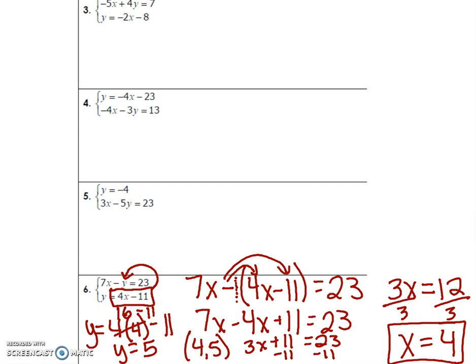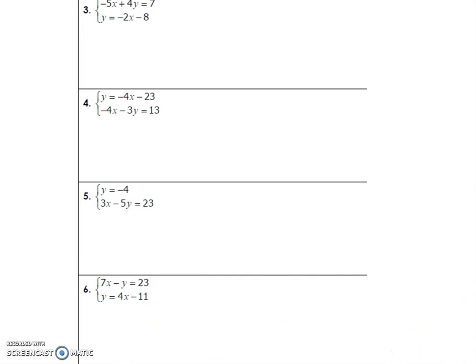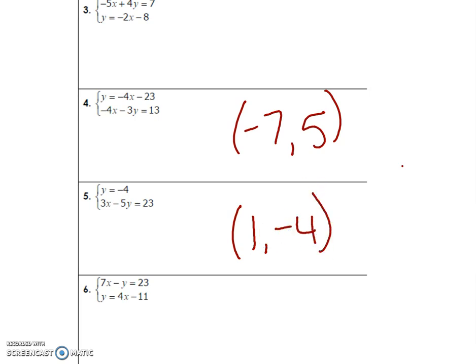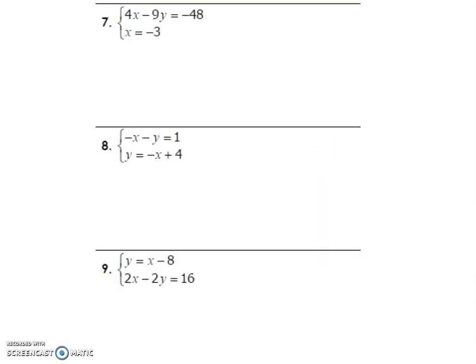Okay, so hopefully you've done some questions on your own. Let me give you the answers for 4. So number 4 should have been (-7, 5). Number 5 should have been (1, -4). 6 we did together. 7 should be (-3, 4).